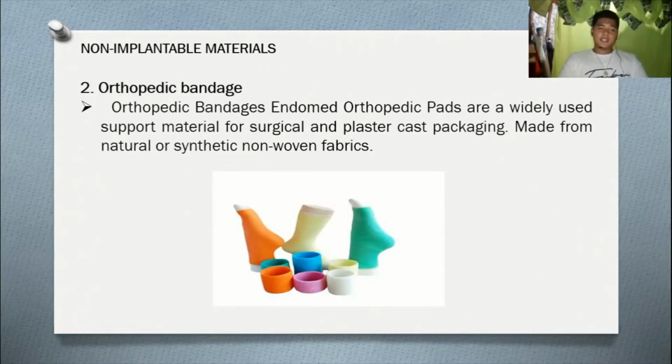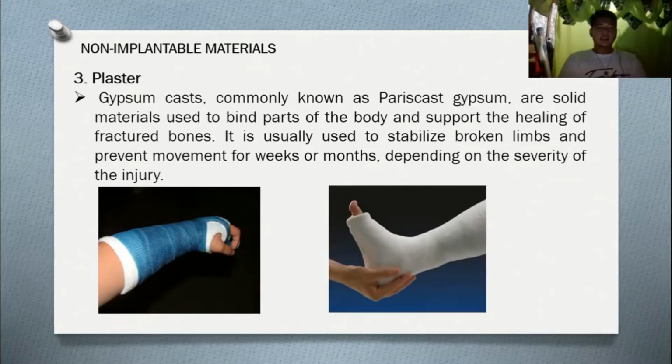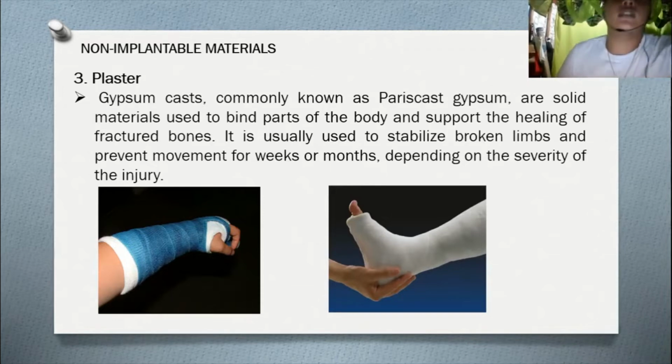The next example is the orthopedic bandage. Orthopedic bandages and domed orthopedic pads are a widely used support material for surgical and plaster cast packaging, made from natural or synthetic non-woven fabrics. And lastly, the gypsum cast, commonly known as plaster of Paris, is a solid material used to bind parts of the body and support the healing of fractured bones.